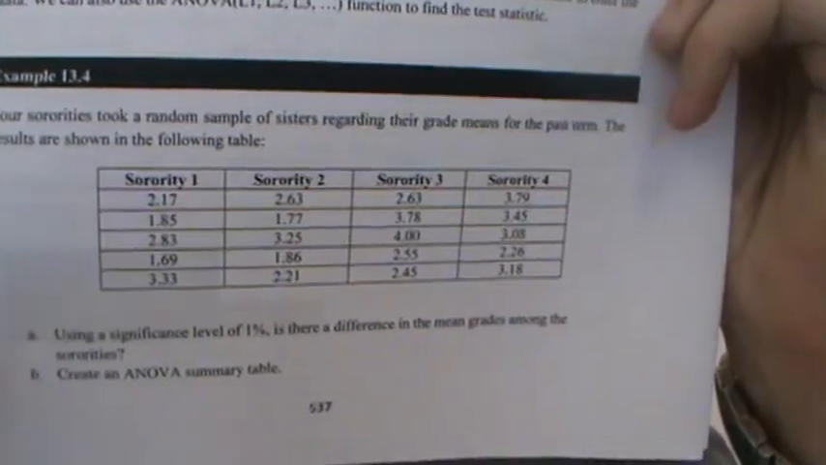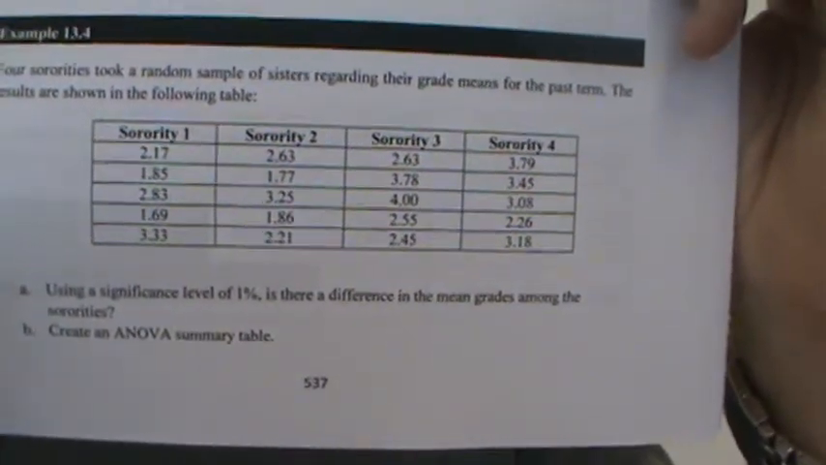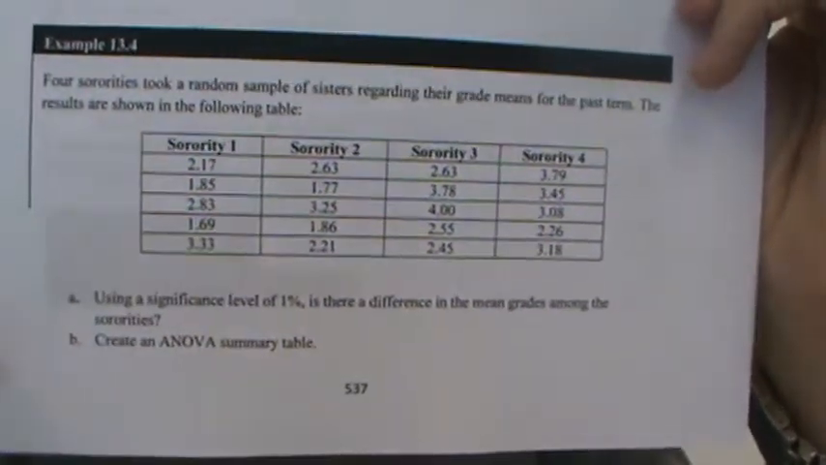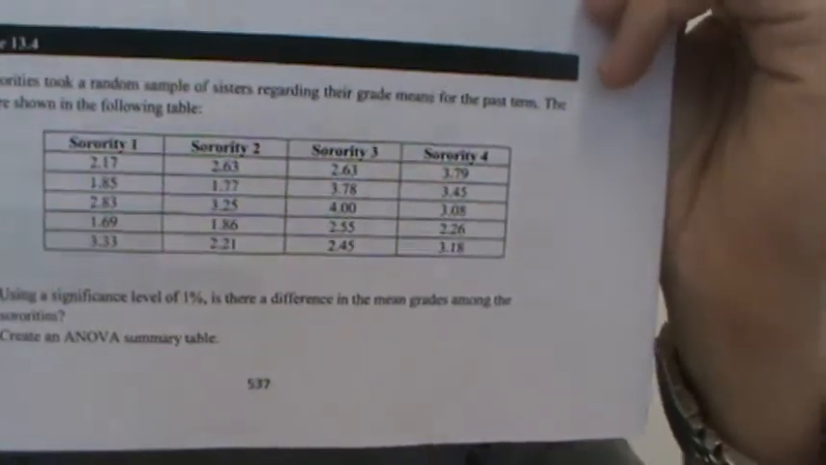It says 4 sororities took a random sample of sisters regarding their grade means for the past term. The results are shown in the following table. So here's the table for each sorority. We have sorority 1, 2, 3, and 4, so different groups of different sororities, and we have the data, the sample from each sorority. So pause and write those numbers down, or pause and put them in your calculator.